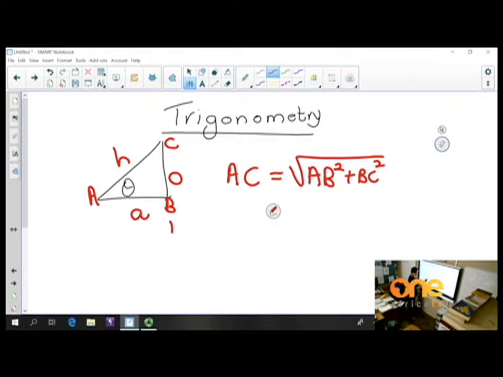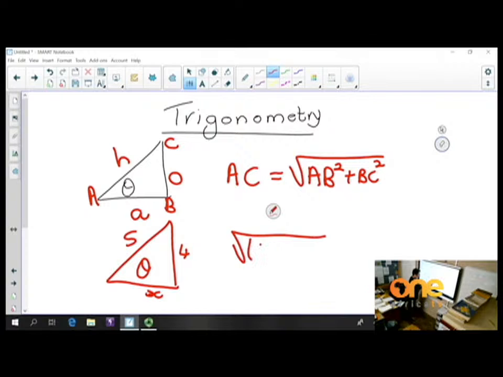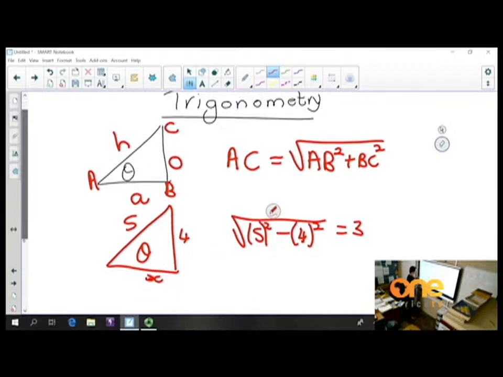So for example, if I have the triangle 5, 4, and I have to find this value here, then I can say, and if you use brackets, 5 squared minus 4 squared, then you immediately get the answer of 3 centimeters. So that is then Pythagoras.